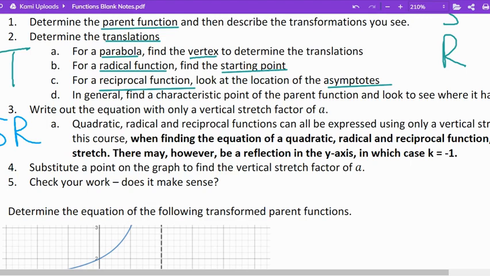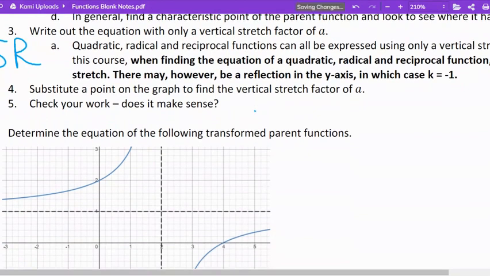So if you have a parabola that has both a horizontal compression and a vertical stretch, you could find a number to just make it one vertical stretch. So you can combine those. And this is helpful when we are finding the equation, because we are only going to find a vertical stretch. We are not finding the k value. Let me rephrase that. Write out the equation with only a vertical stretch factor of a, meaning no k value.